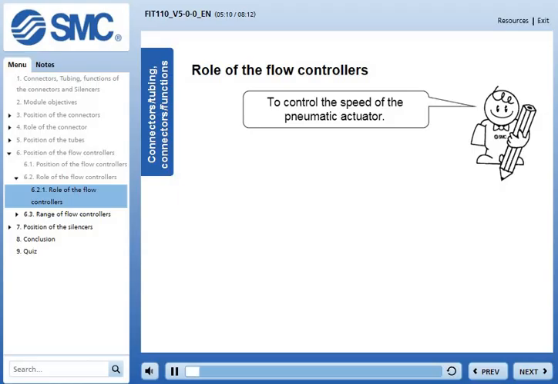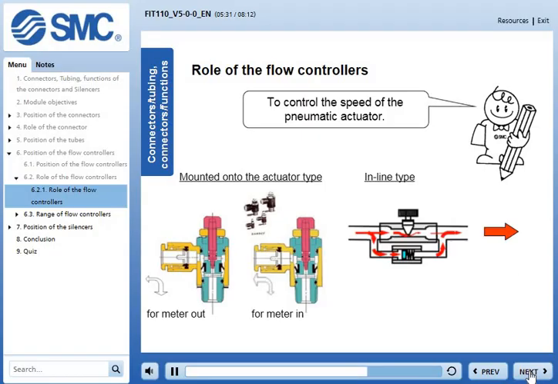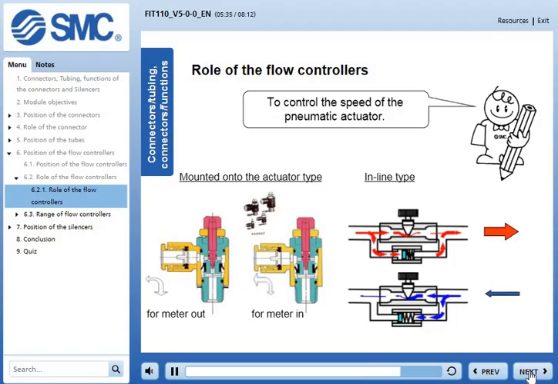What is the role of a flow controller? Its role is to control the speed of a pneumatic actuator. There are two types of configuration: A model screwed into the actuator which controls either the exhausting air, known as meter out, or the incoming air, known as meter in. There is a choice when ordering, and an inline model offering both types of control, meter in or meter out. To obtain the required direction of control, simply turn the unit around.